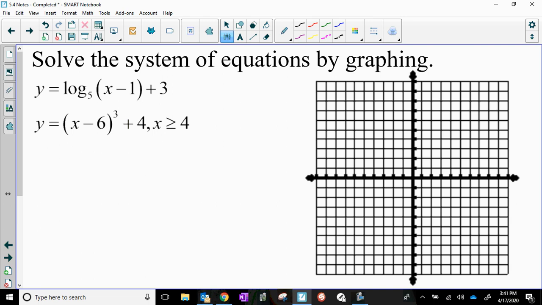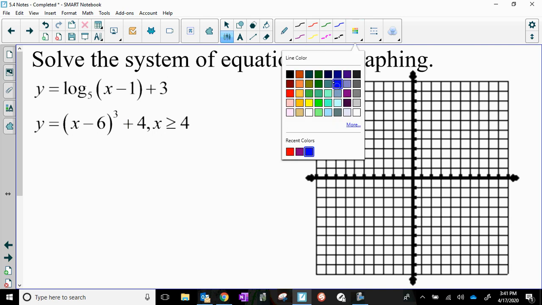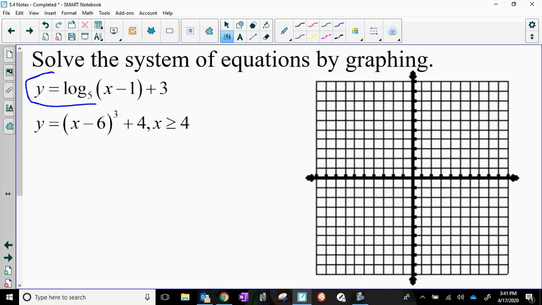So let's graph this one at a time. For the top equation, we know that this is going to move right 1 and up 3.